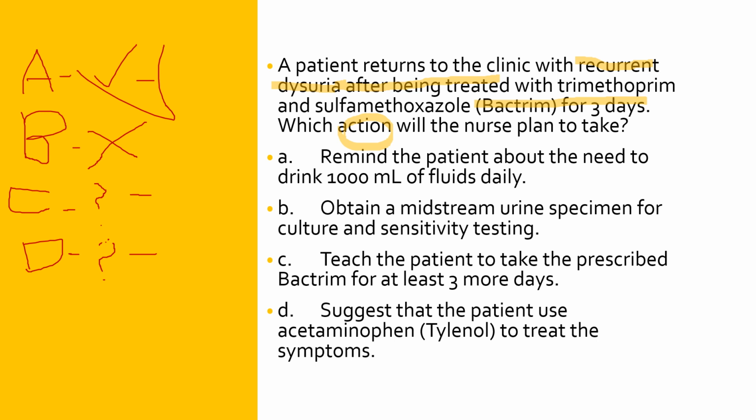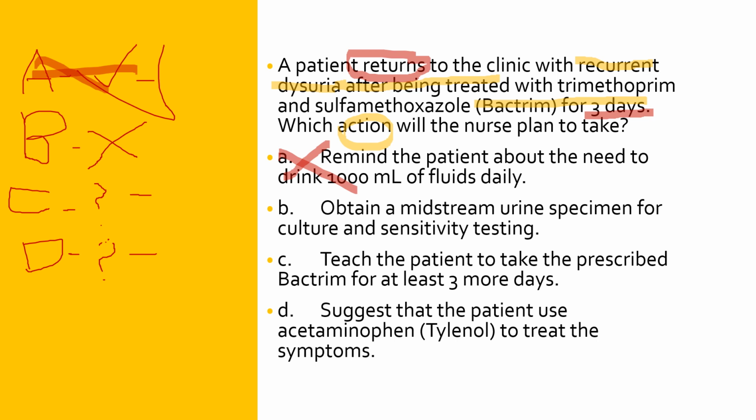So we know it's not A, because after 3 days of antibiotic therapy, a UTI should be successfully treated. And it says 3 days right here. So we know that there's something going on. And it says recurrent dysuria. So that should give you a clue that this patient's returning with recurrent dysuria. So in your head, you should say, okay, remind the patient about the need to drink 1,000 milliliters of fluids a day. No, they need to be drinking at least 1,800 to 2,000. So we know this is not right. So A, we're going to put an X on. So put an X on your A.